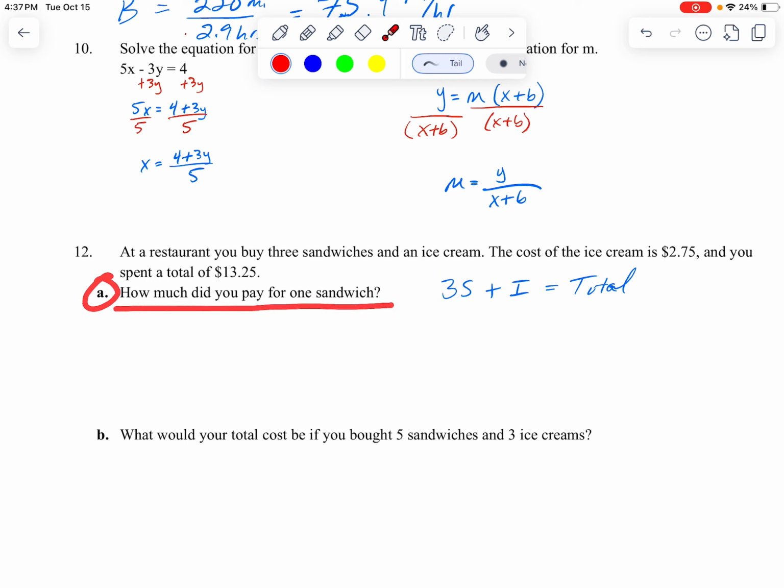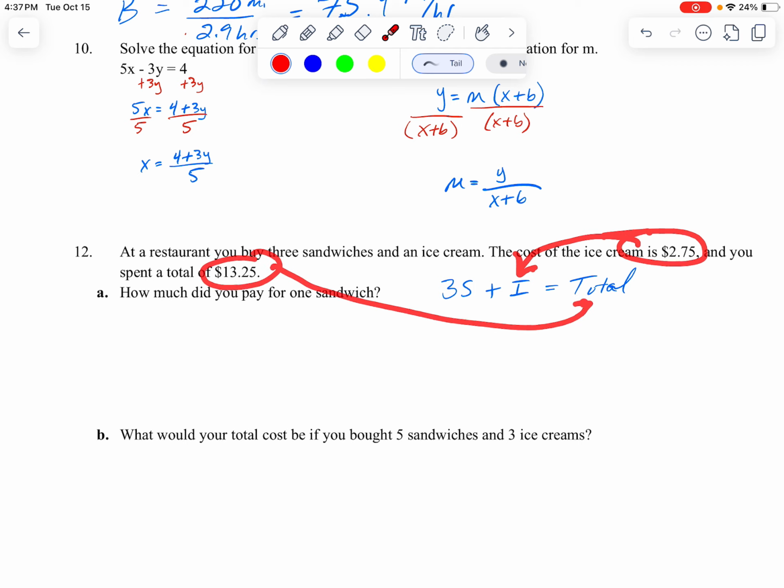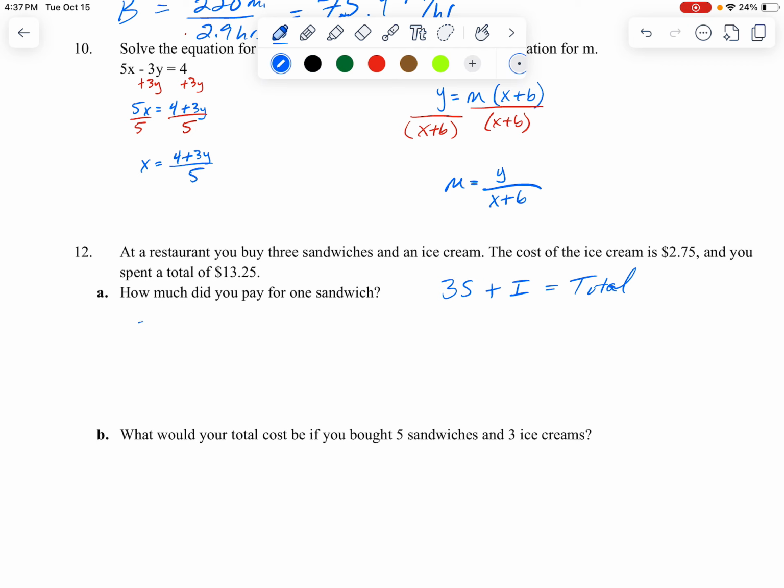Part A says, how much did you pay for 1 sandwich? So in other words, I'm trying to figure out what this value is right here because S represents the price of a sandwich. So let's start plugging in some numbers here. It said an ice cream is $2.75, so that's what my I is going to be. My total is $13.25. That's going to go here. And once I plug those numbers in, it's going to be really easy to get this S value by itself. So 3S plus 2.75 equals 13.25.